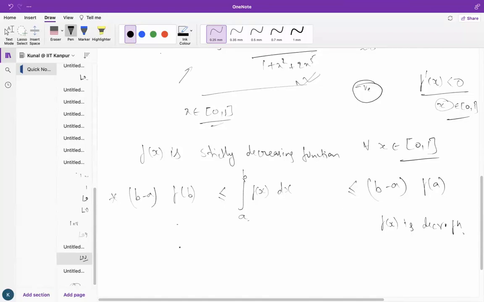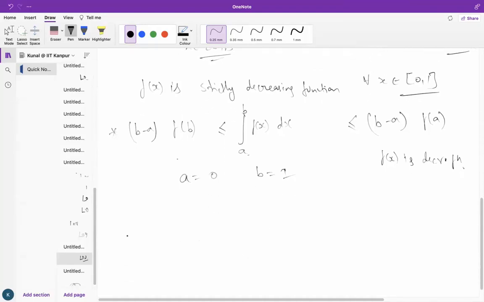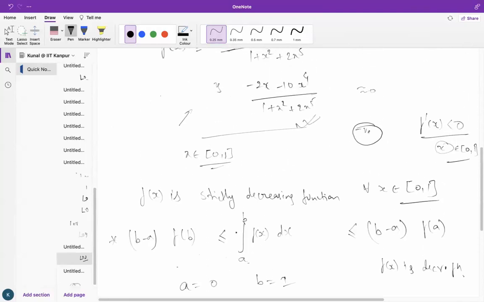Okay, so here the a value is actually 0 and b value is actually 1. Okay, so let me write it here. So we are integrating 0 to 1, and what is our f of x? Let me write it here again.